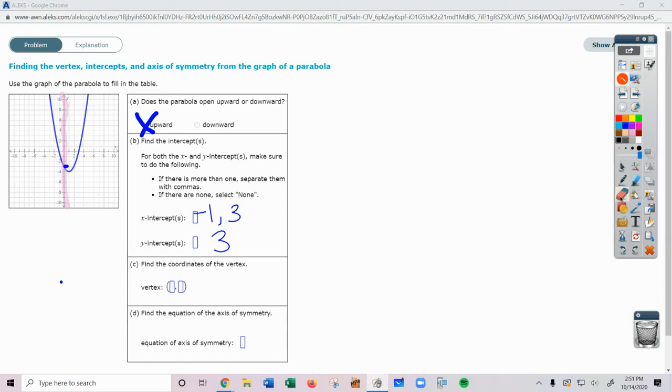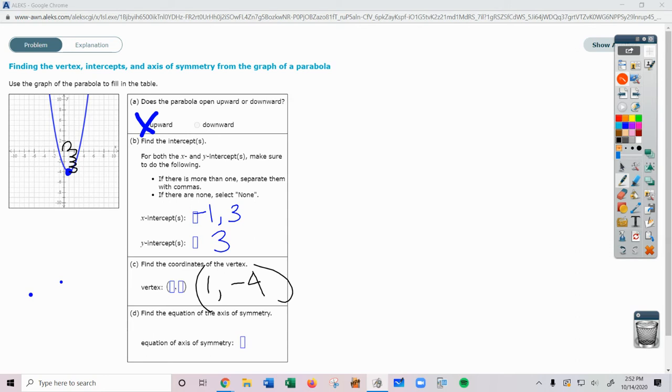The vertex is where we see the top or low point. So this one opens upwards, so it has a low point. So we want to name this point at the very bottom of the parabola. We're naming this like an ordered pair. An ordered pair goes from the origin, so it's over 1 and then 1, 2, 3, 4. So we have 1, -4. So that would be our vertex.